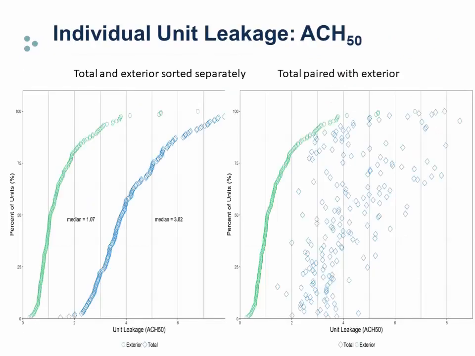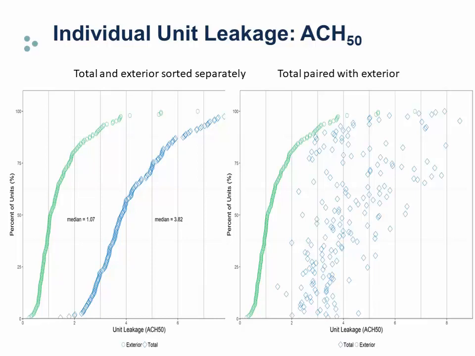Moving on to some of the results from the individual unit leakage, let's start by comparing some of the exterior and total leakage. Both of these charts show individual results from each unit test. The green circles show exterior leakage and the blue diamonds show total leakage for each unit. At first glance, the chart on the left might suggest there's a nice relationship between exterior and total leakage within the units that we tested.